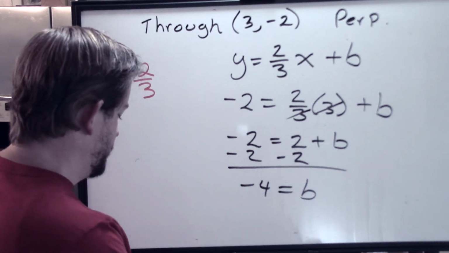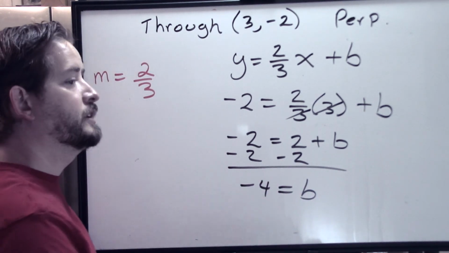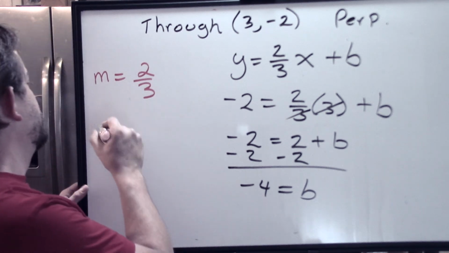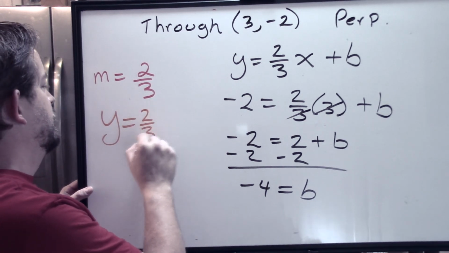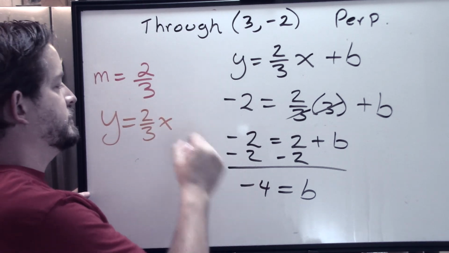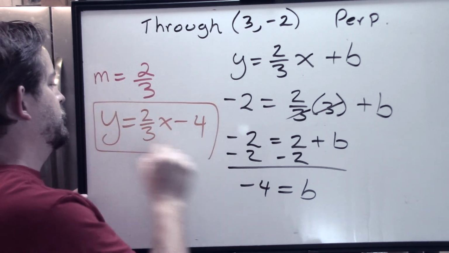And I have my 2 bits of information I need for my solution. I just need to write my solution now. That solution is y equals 2/3 x plus b, which is minus 4. So minus 4, and that's that.